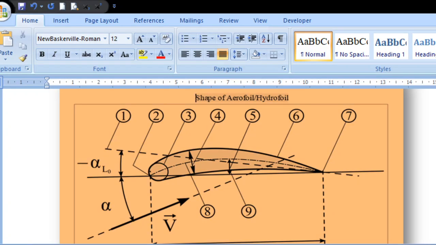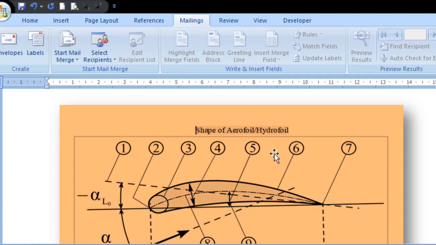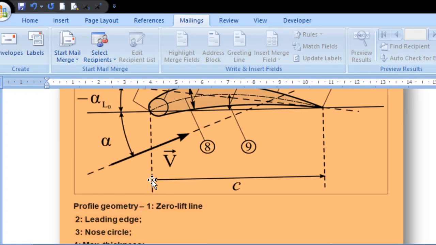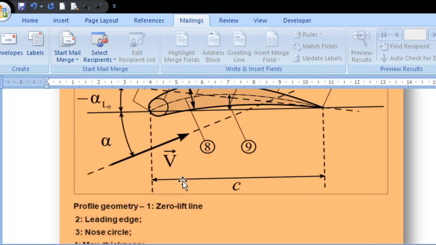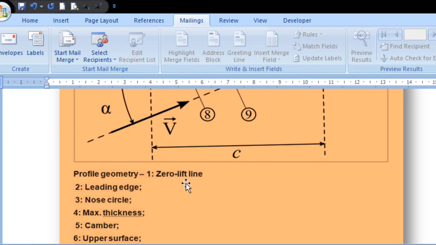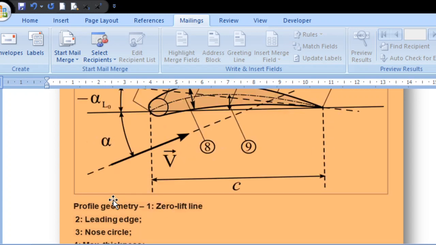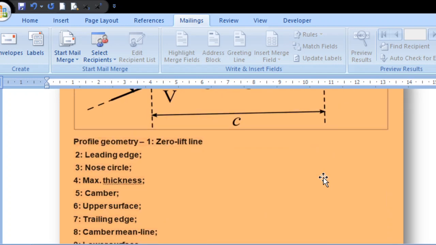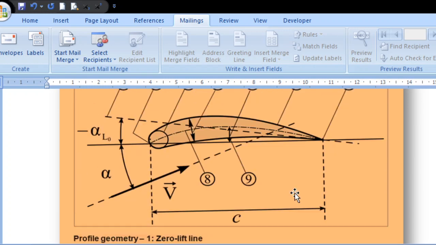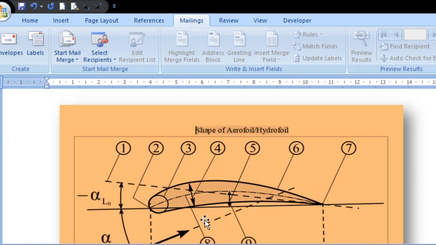So this is a typical aerofoil shape, and various markings are very well done over here. Number 2 is the leading edge, and number 7 will be the trailing edge. Then 5 is camber. Okay.